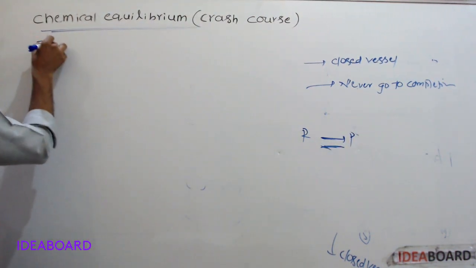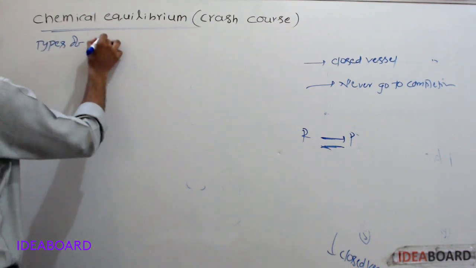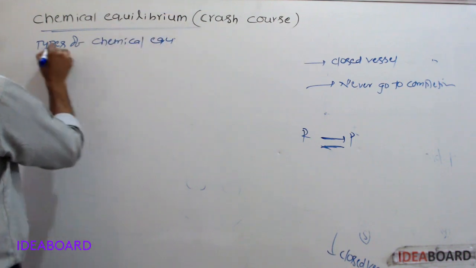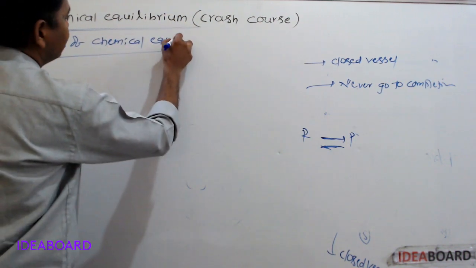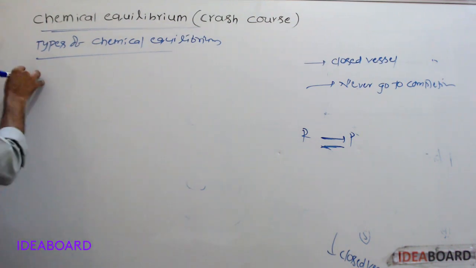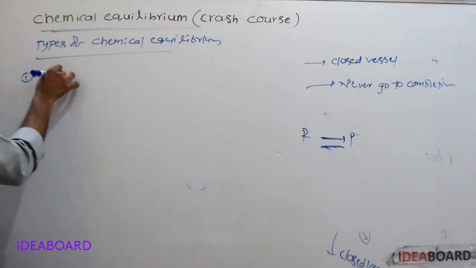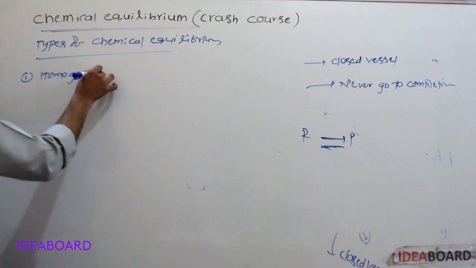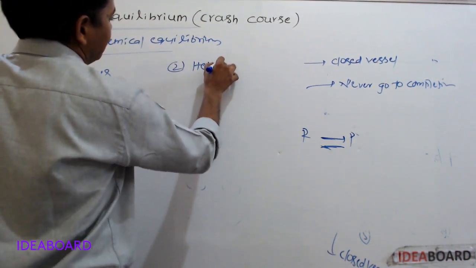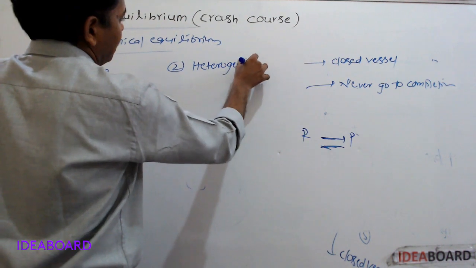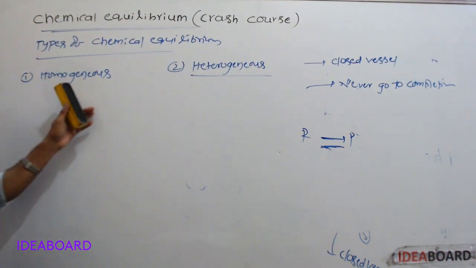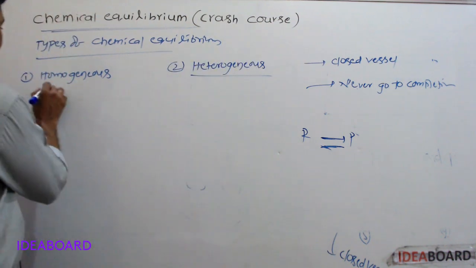Next are the types of chemical equilibrium. Chemical equilibrium is of two types: homogeneous equilibrium and heterogeneous equilibrium.